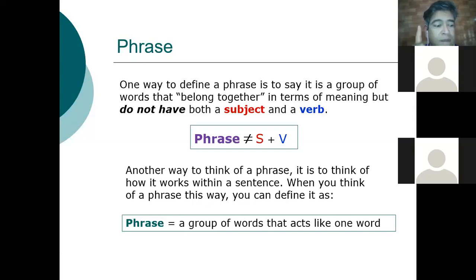Okay. Una forma de definir esta frase es decir que es un grupo de palabras que pueden estar juntas o pueden permanecer juntas en términos de significado, pero no tienen un sujeto ni un verbo. ¿Ok? Eso fue lo que mencionó Diana hace poquito. Entonces, una frase es muy diferente a lo que es la estructura base de una oración, que es un sujeto y un verbo. ¿Ok?